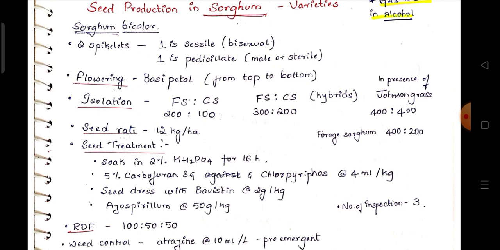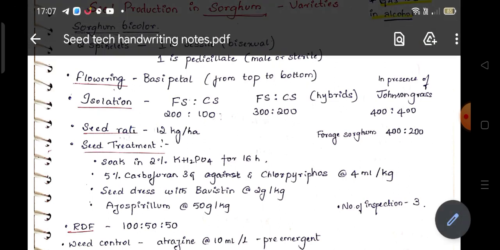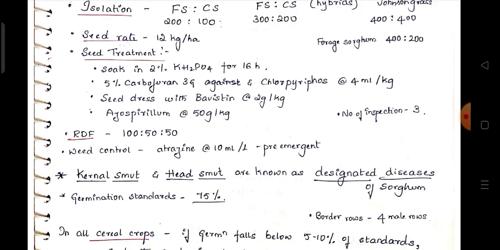Seed treatment: soak the seeds in 2% KH2PO4 for 16 hours, 5% carbofuran granules, chlorpyrifos at the rate 4 ml per kg. Then seed dress with bavistin at the rate 2 grams per kg. Azospirillum application at the rate 50 grams per kg is recommended. Number of inspections followed here are 3. Recommended fertilizer dose is 100:50:50 NPK kg per hectare. Weed control with atrazine, same as maize, at the rate 10 ml per liter as pre-emergent.